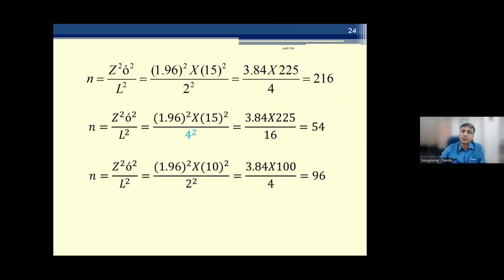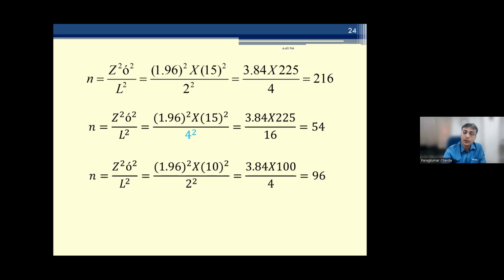So these are the examples that carry forward the calculation from the previous slide. With 15 standard deviation and 2 allowable error, the sample size is 216. If we increase the allowable error to 4, the requirement is 54. But if we keep the allowable error at 2, but are able to improve our measurements and reduce the variation, so the standard deviation of blood pressure measurement comes down to 10, then the required sample size is not 216, but comes down to 96. So either we increase the precision of our measurements or we increase the allowable error.